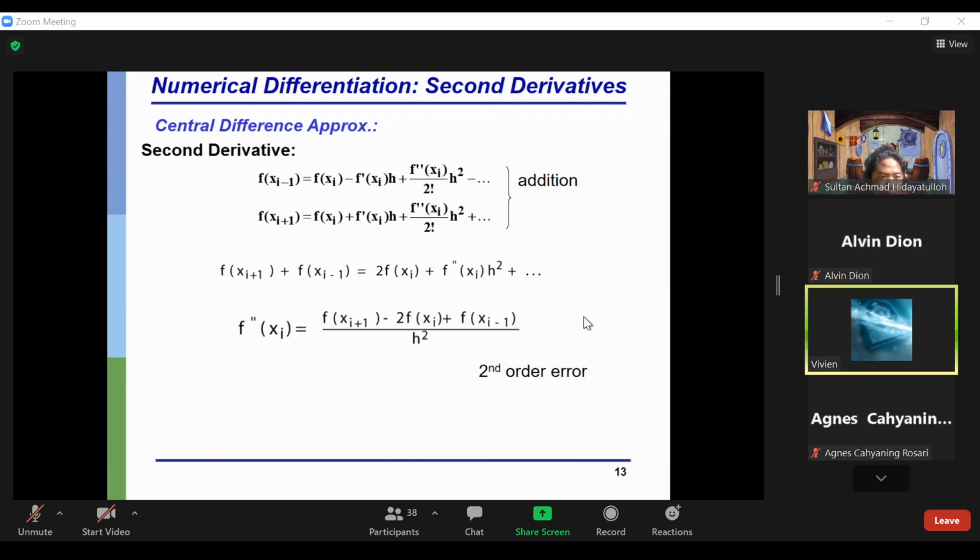And we can also further find another formula for the second derivative, which is also second order accurate.